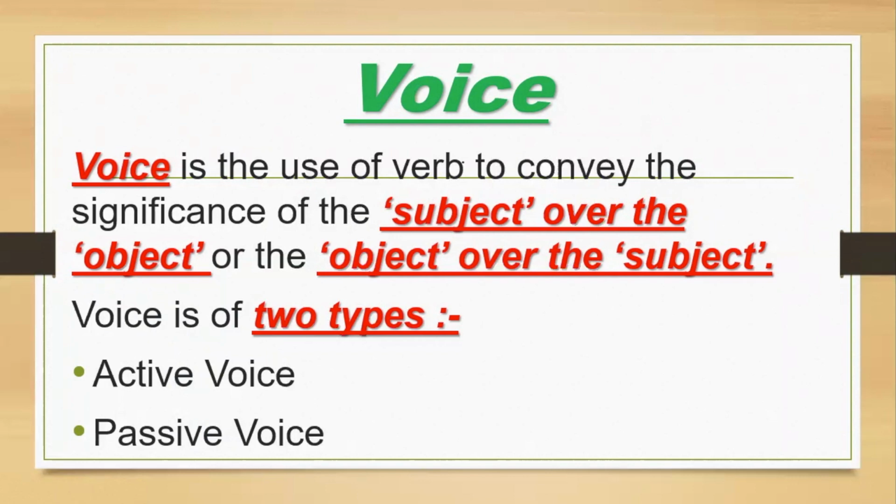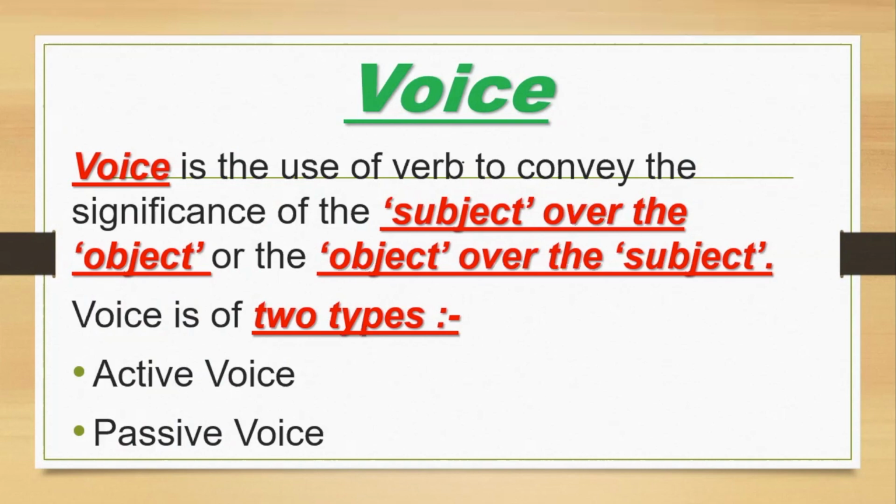I have told in my previous video that a simple sentence has three parts: subject, verb and object. If you haven't seen my previous video, then the link is in the description. So, voice. A simple sentence has three parts: subject, verb and object.